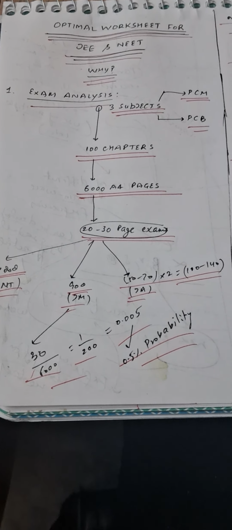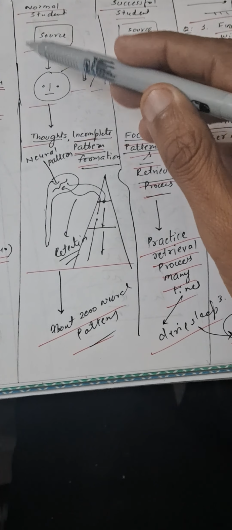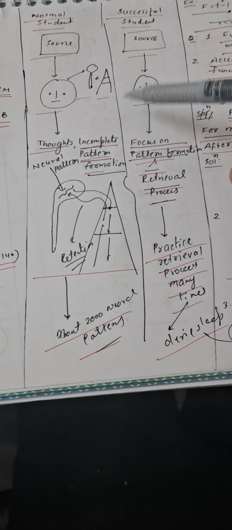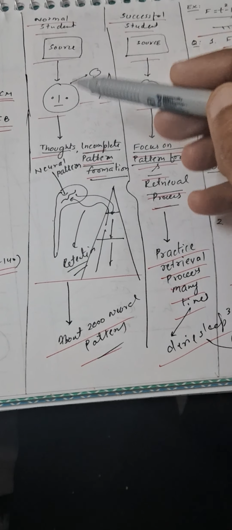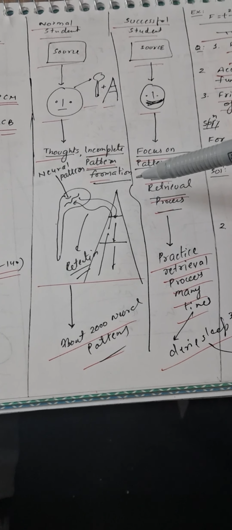Now let's proceed with how a normal student prepares for exams. So suppose this is a normal student. So certainly he has got a source of information and he transfers that information into his mind brain system. But the first reaction of the mind brain system will be thoughts and incomplete pattern formation.